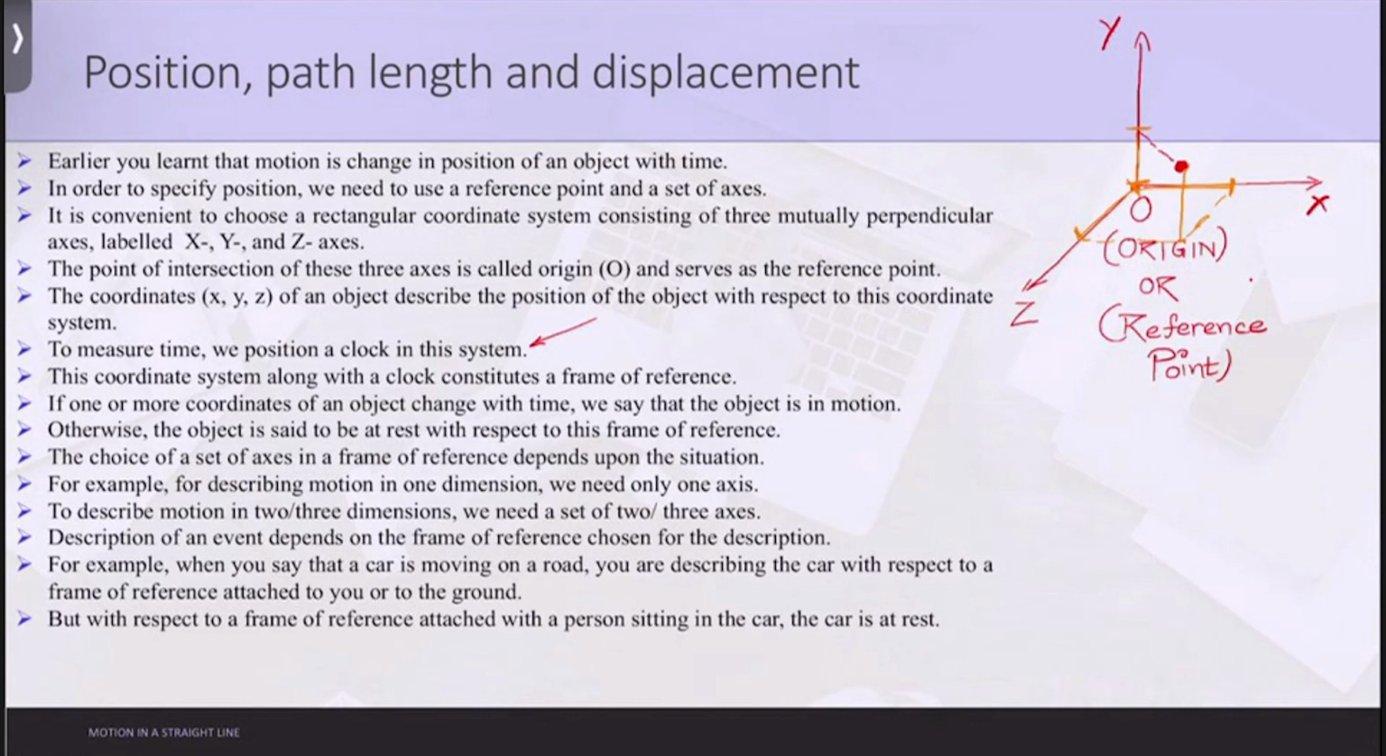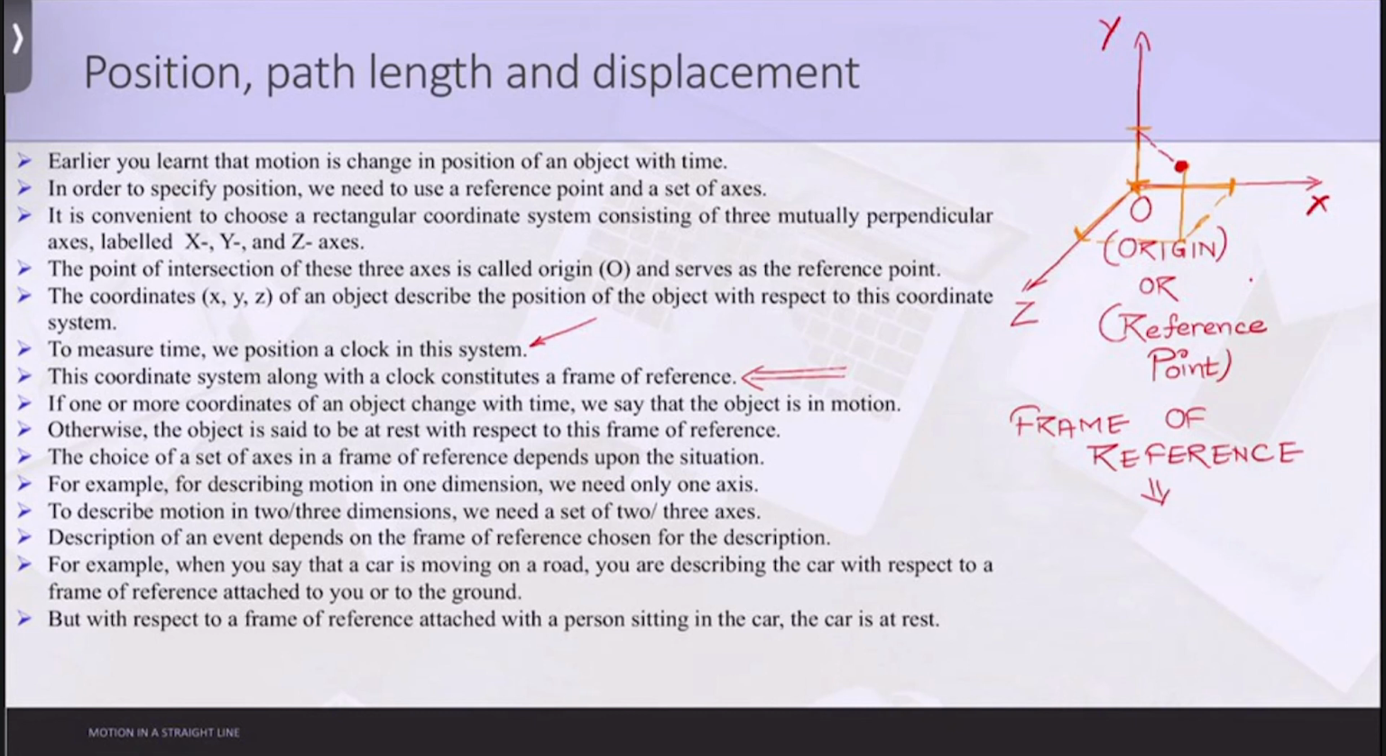Now this line is very, very important. Please look at this line very carefully. This coordinate system along with the clock constitutes a frame of reference. This frame of reference is a very important topic which will be used in the entire kinematics. Understanding frame of reference is a game changer in many of the concepts you will understand in subsequent topics or chapters. So what is basically frame of reference?